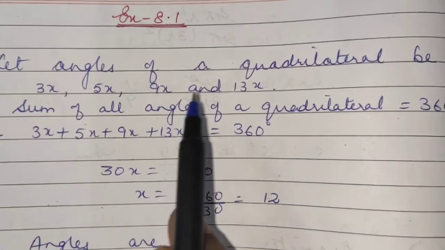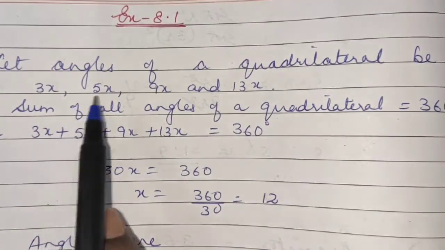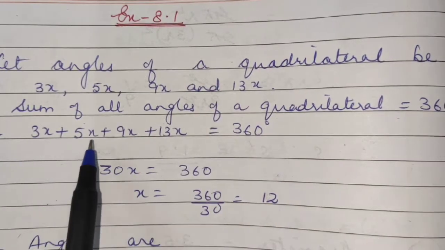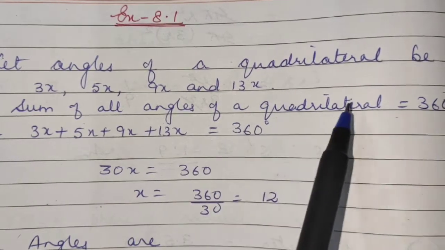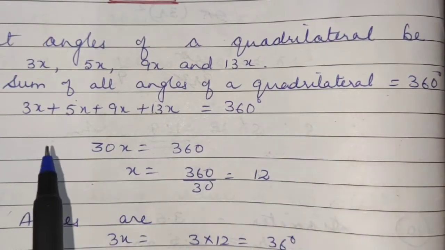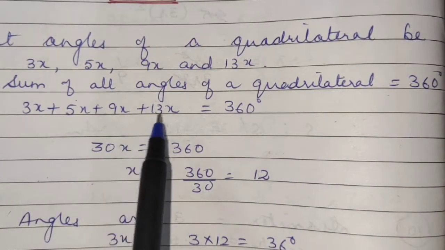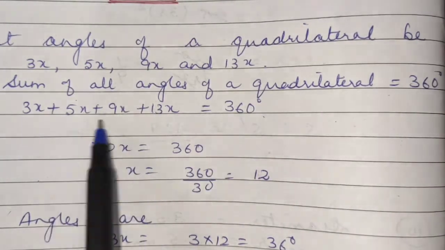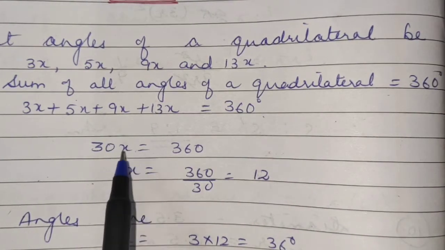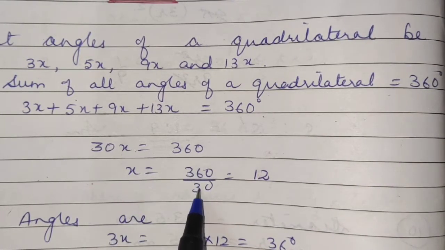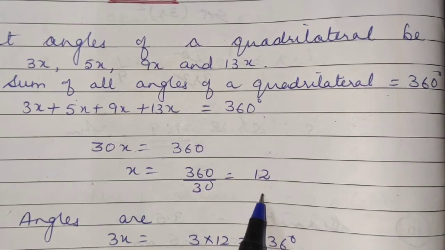So, let the angles of the quadrilateral be 3x, 5x, 9x and 13x. We know that the sum of all angles of a quadrilateral is equal to 360 degrees, which we have proved also. So 3x plus 5x plus 9x plus 13x will be equal to 360 degrees. When you add it, you will get 30x. So 30x equals 360 degrees. So x will be equal to 360 by 30, that is 12.